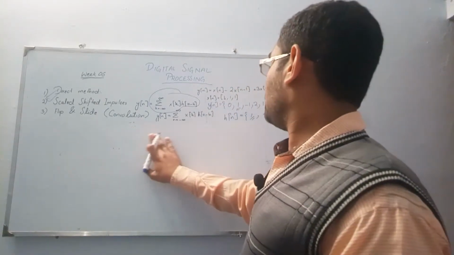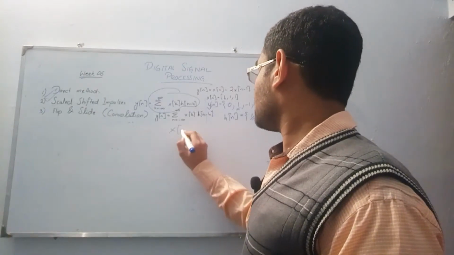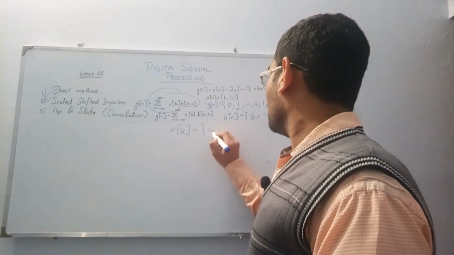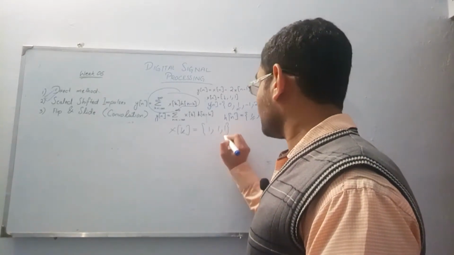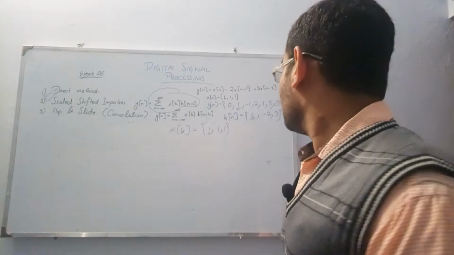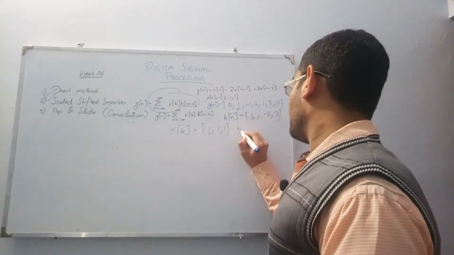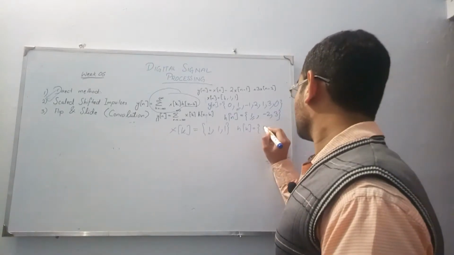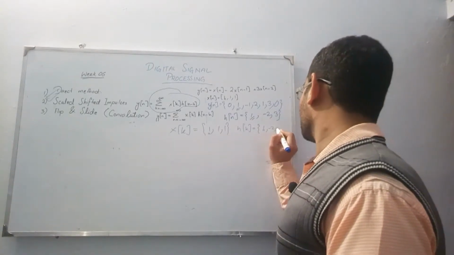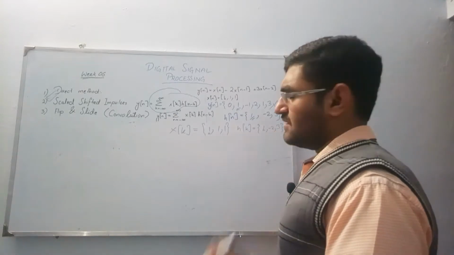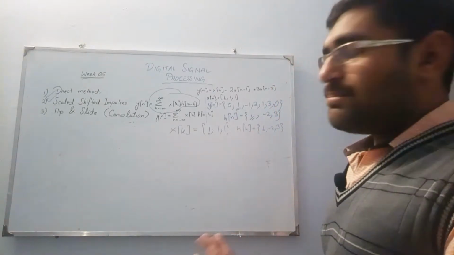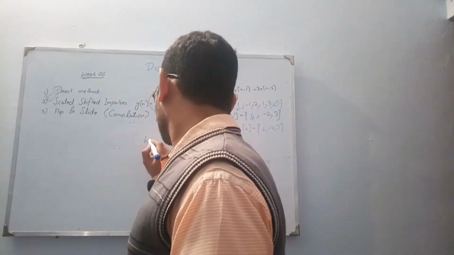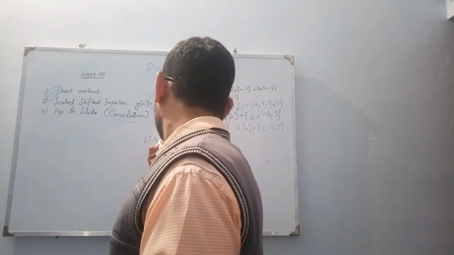First you have to replace x of n with x of k: 1, 1, 1. Then replace h of n with h of k. Now flip this one. Flip the response of the system, h of minus k.